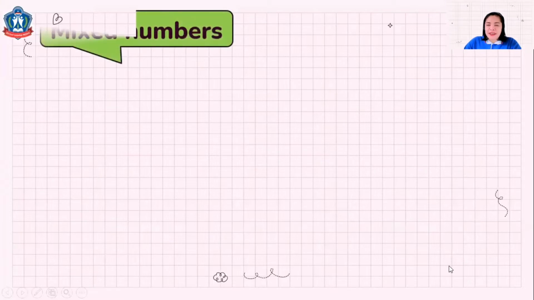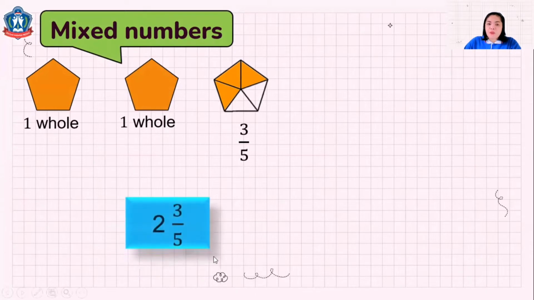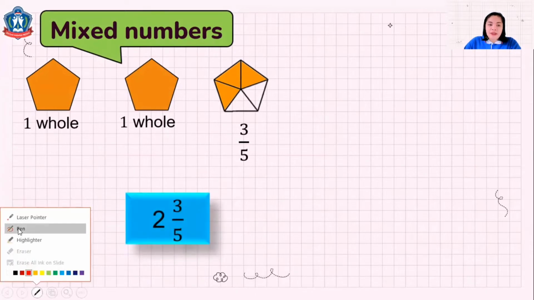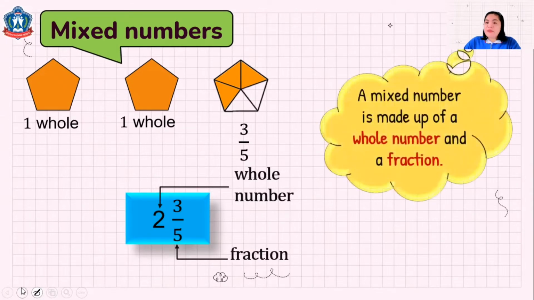What are mixed numbers? Okay, look at these pictures. We have one whole, and this is 3/5. If we combine them all together, we have 2 wholes and 3/5. So we have 2 and 3/5. This is what we call, children, a mixed number. 2 and 3/5 is a mixed number. A mixed number is made up of a whole number and a fraction. So it is more than one.